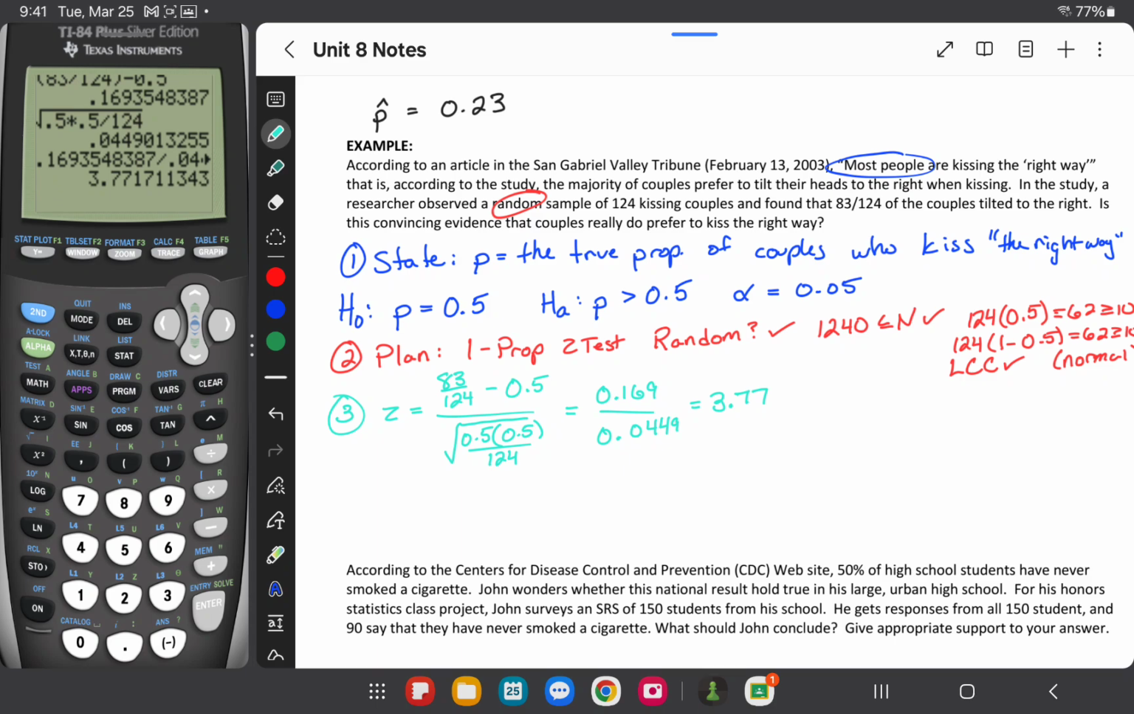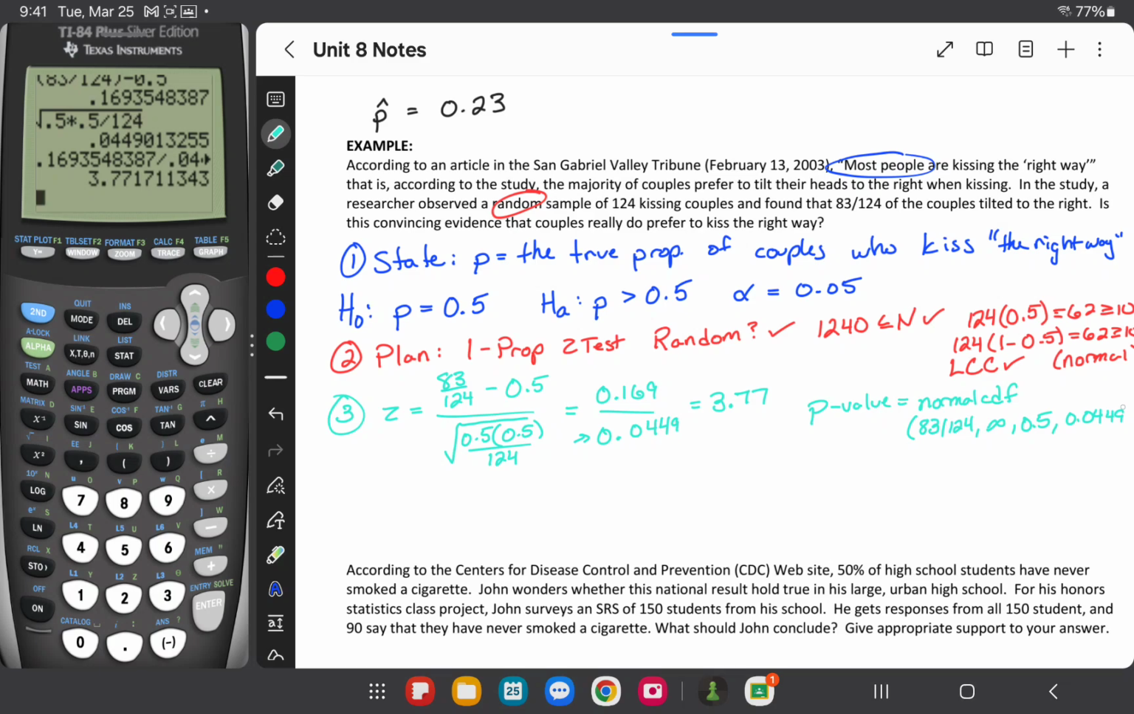Next, let's go ahead and find our p-value. For our p-value, we're going to be using normal CDF in order to find that. So keep in mind, for normal CDF, our lower is going to be the actual value from our sample, so the 83 out of 124. We'll pick something infinitely large for our upper. And then for our mean, we'll use 0.5. And then standard deviation would be basically what we found right here in our denominator of our fraction, 0.0449. And we'll try to use that full decimal as well.